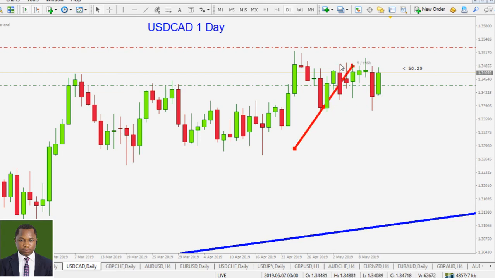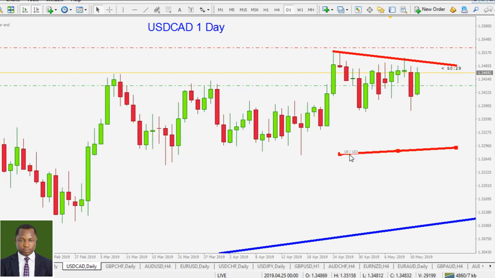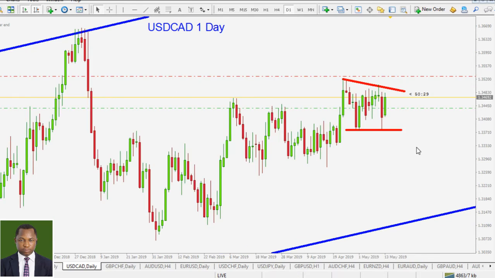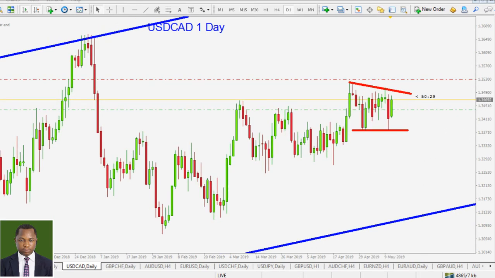So let's try to draw our lines. Okay, that's the high, leaning right there. Let's now keep this double level of support. Okay, this one right there. Now you can see that we have the possibility of a flat bottom triangle, which also suggests that price will break to the downside.